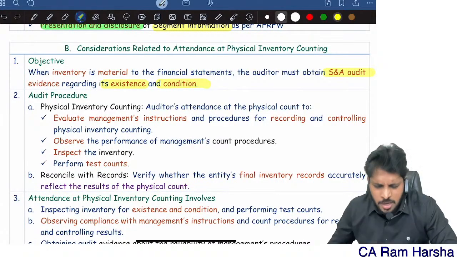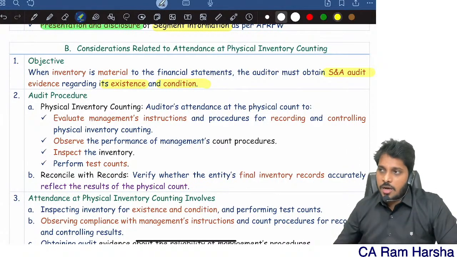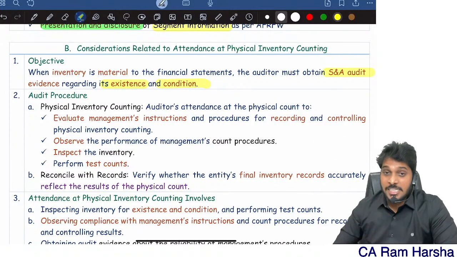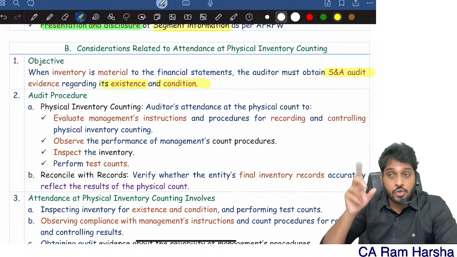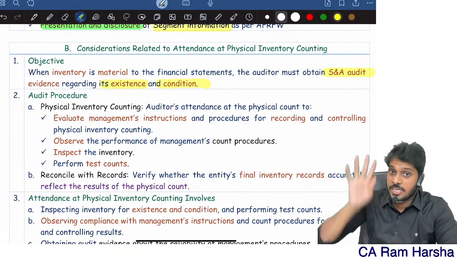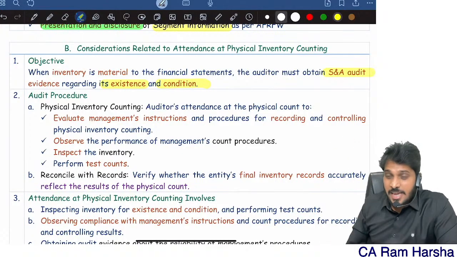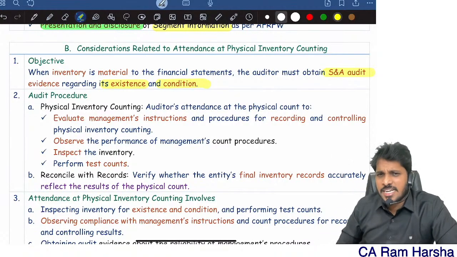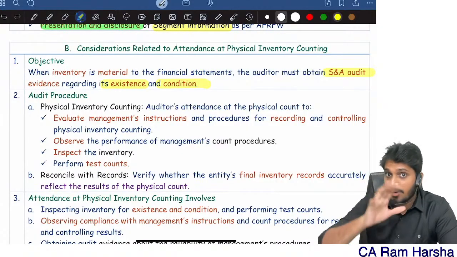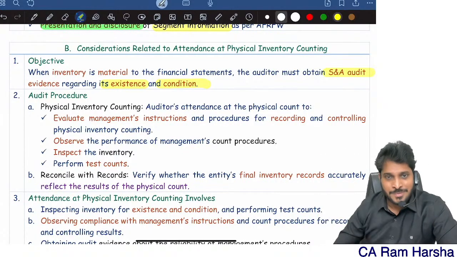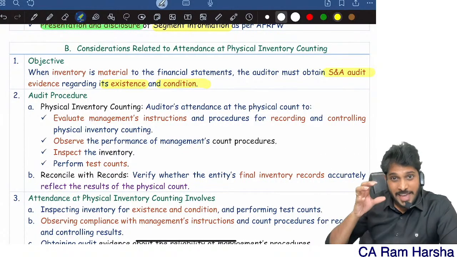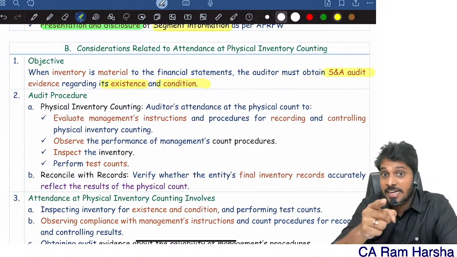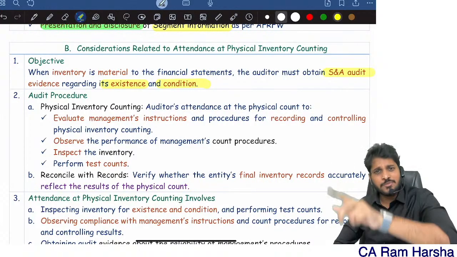For example, here is one point I will tell you. Company inventory is there in one godown. The auditor did not visit the godown. Instead of that, he saw existence of inventory through a CCTV camera, through photographs and all, whether they are existing or not. Is this a correct audit procedure as per 501? This is how a question has been asked in CA Final. This is not correct. Through cameras and all, you may get evidence on existence, but you don't get evidence on condition. Sometimes an MCQ will be asked.